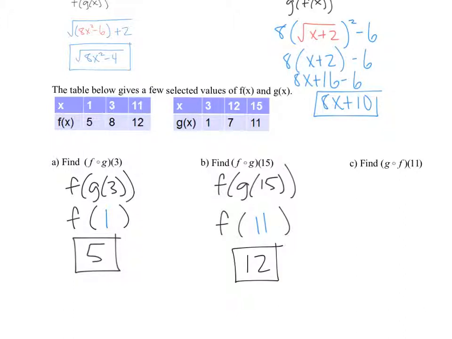And then letter C is reversed again, so that means g of f of 11. So that means to start at f of 11. So start on the f t-chart, which is this one, at x equals 11, that answer is 12. So then in the g, what I'm doing is plugging in 12. Where did the 12 come from again? So I took f of 11. Here's f of 11. That answer is 12. Now it's telling me to do g of 12. So find that answer on the g t-chart. That answer is 7.